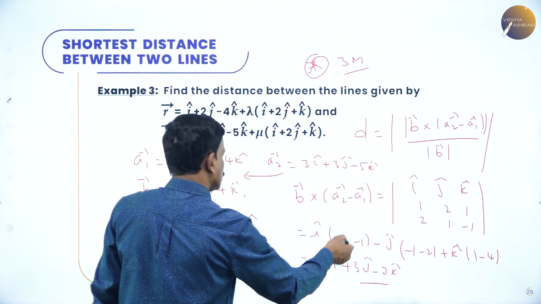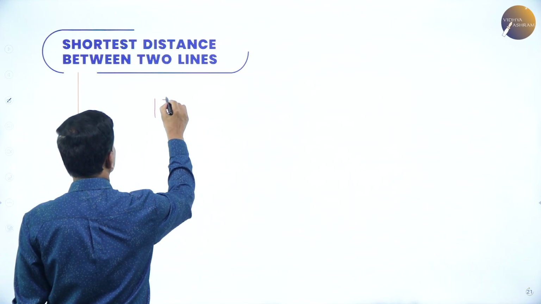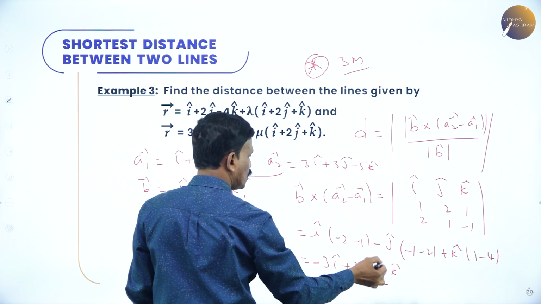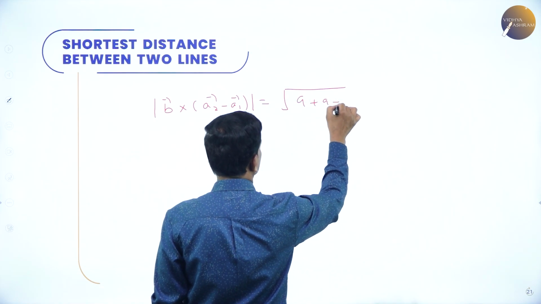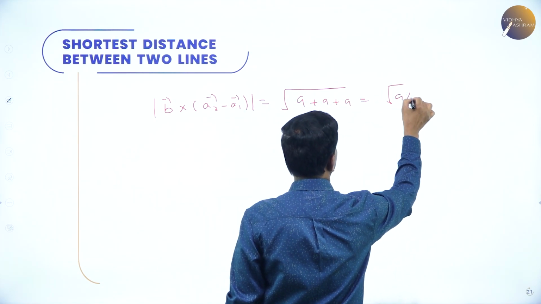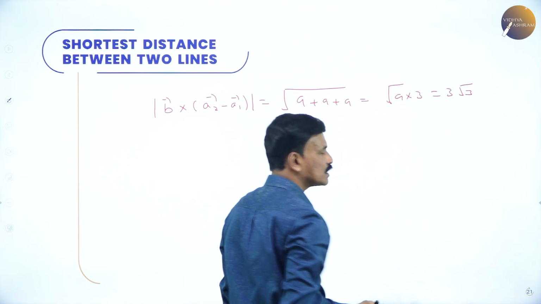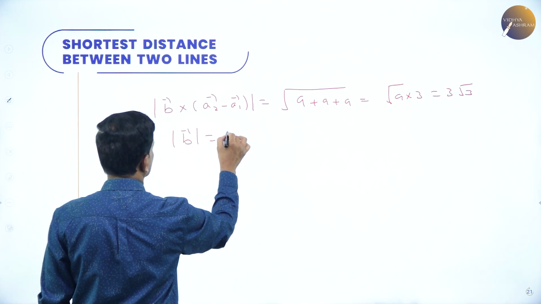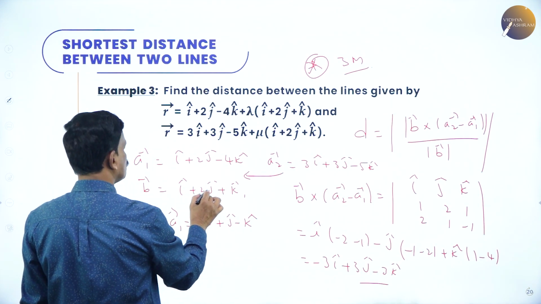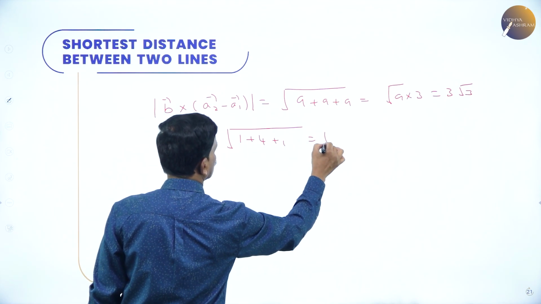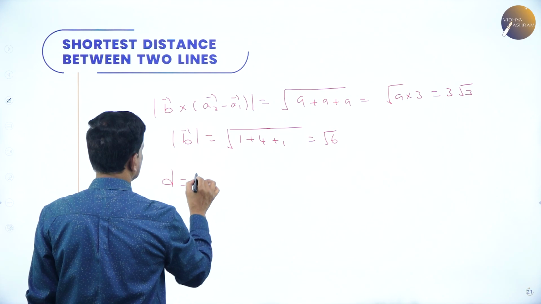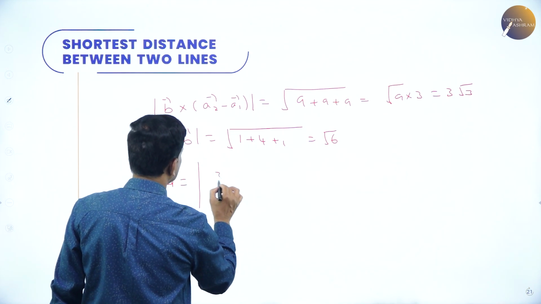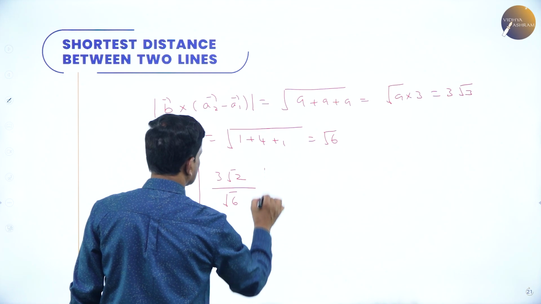Substitute here. Now, the length of b cross a2 minus a1 vector is equal to square root of 3 square is 9 plus 9 plus 9, that is nothing but 9 into 3, 9 threes are 27, that is nothing but 3 root 3. Now therefore, what is the distance formula? Find out length of b. Now, length of b is equal to square root of 1 plus 4 plus 1, root 6. Now, therefore, the distance d is equal to b cross a2 minus a1 length, that is 3 root 3 divided by root 6.